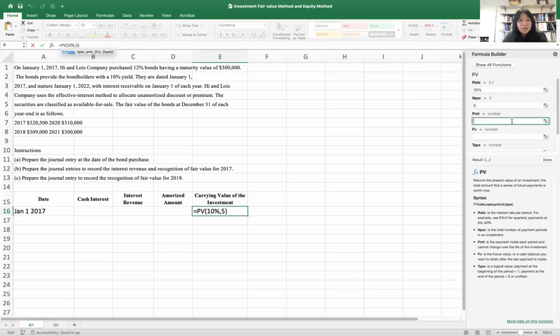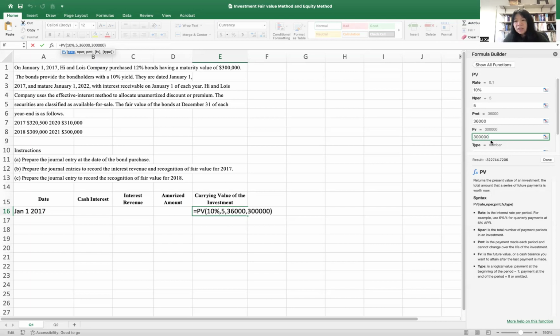So the payment here refers to the cash payment. How much cash the company receives as interest is decided by using the stated rate, that is 12%, multiplied by the face value, 300,000. So 12% multiplied by 300,000 is equal to 36,000. Okay. Future value here, you expect to get $300,000 back.